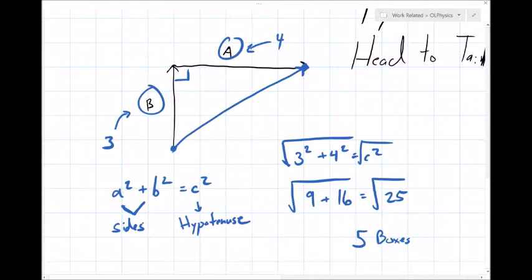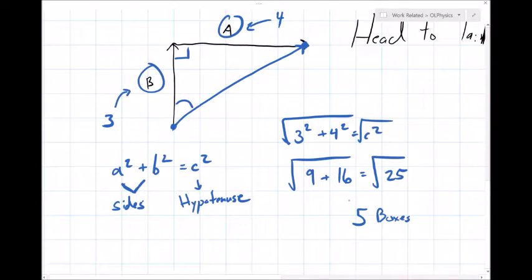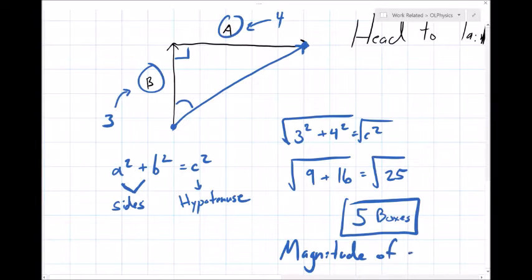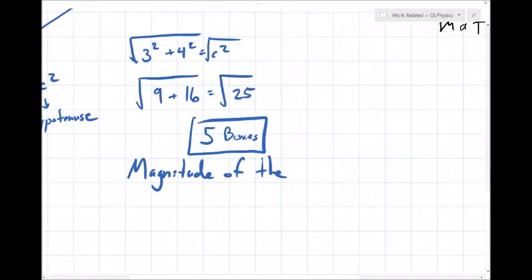Not only that, but if this is a vector, right, we need to find an angle. And we're not going to spend too much time on that. I might show you a little bit later, maybe in this lesson or the next, but the answer that we get here is the magnitude of our resultant. So this is just the magnitude of the resultant. For this to be a true resultant, we're also going to need an angle.